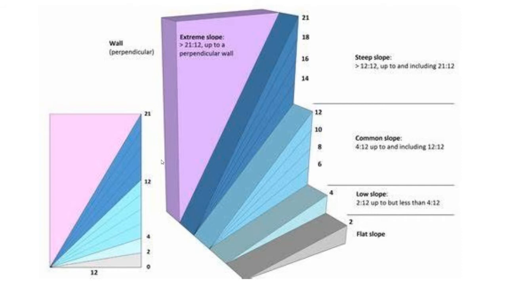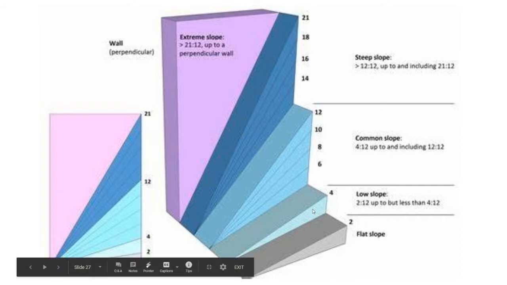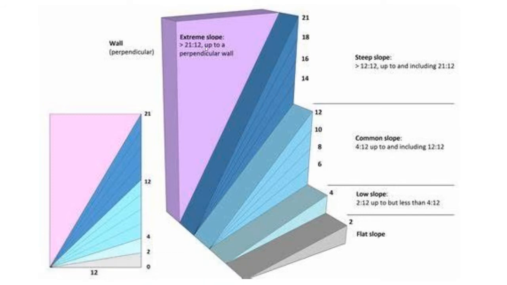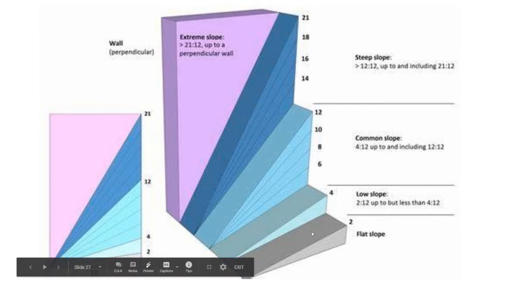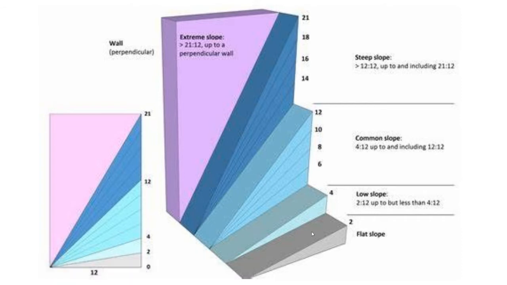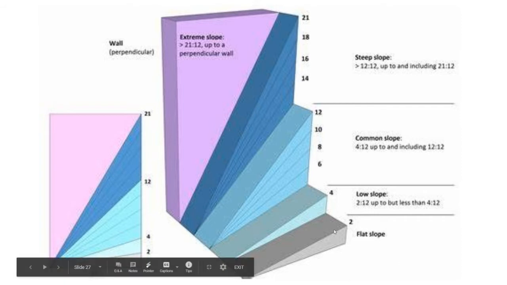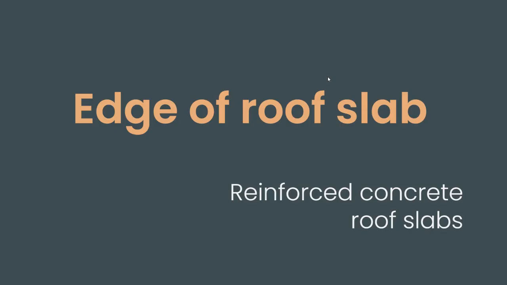So there are different levels or different slopes. We have a flat slope, low slope, common slope, steep slope, and also extreme slope. Basically, concrete roof systems use flat slope, but it depends on the requirement of the building whether they want to use flat slope or steep slope.